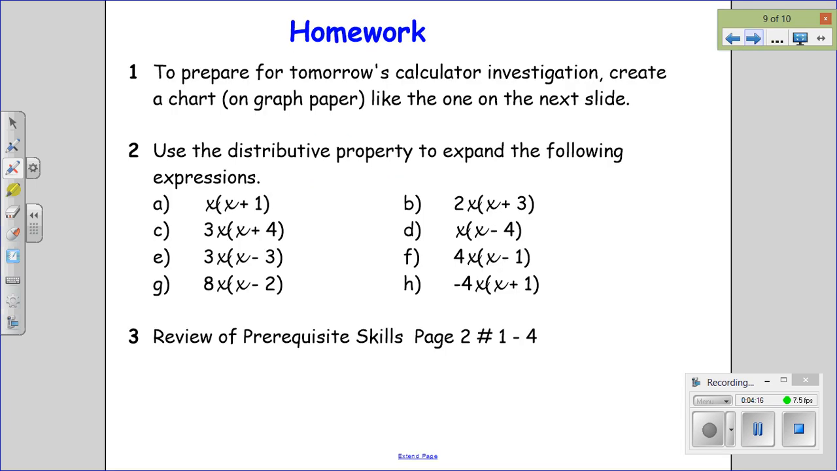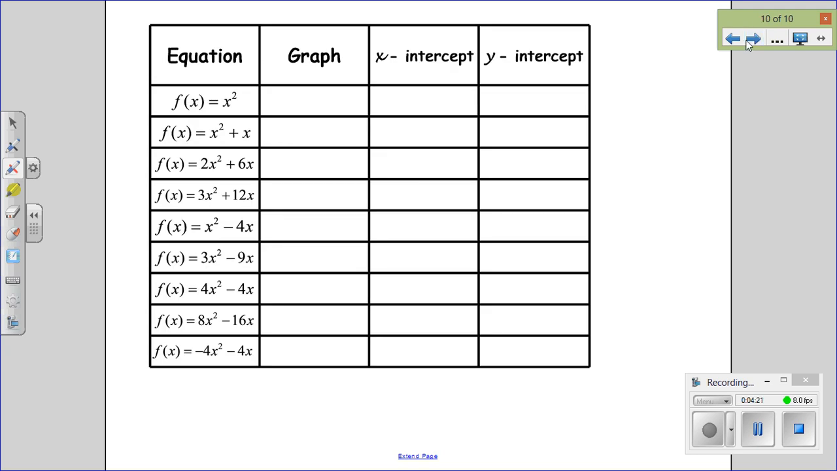And homework. This table needs to be completed before class.